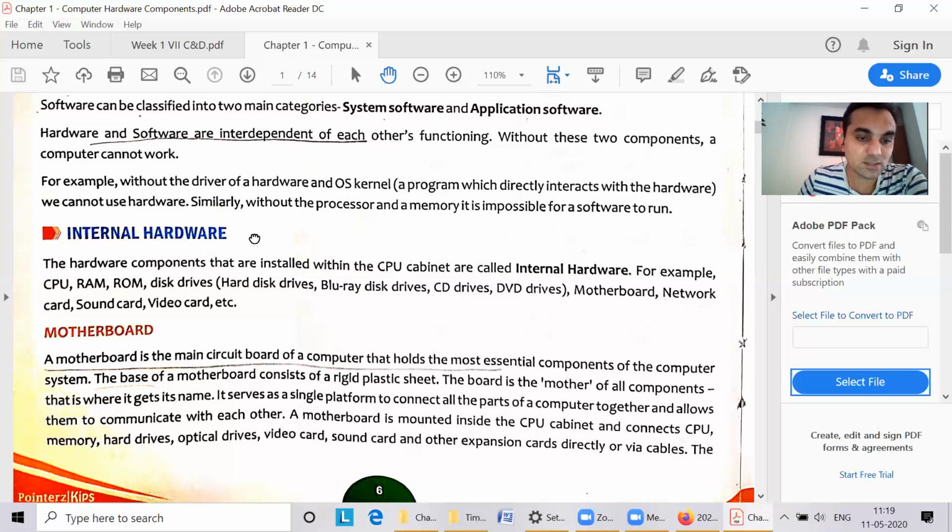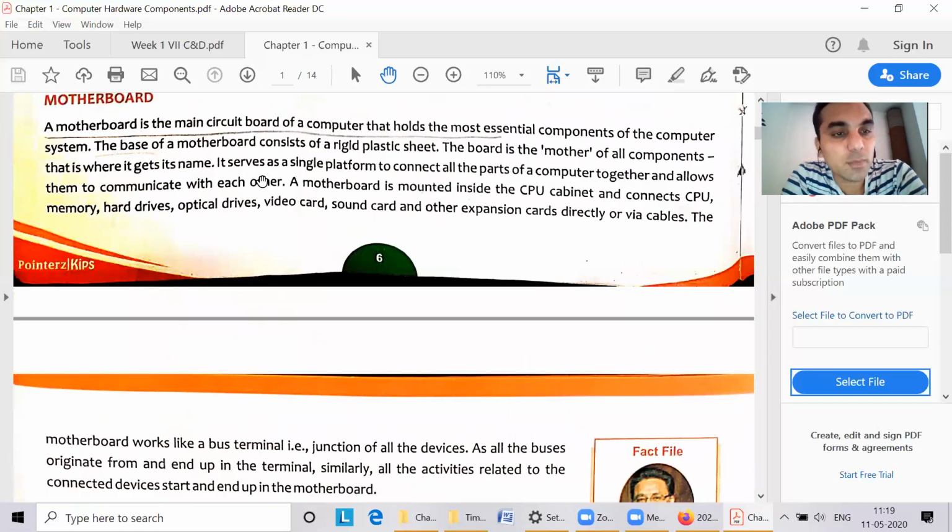First, we will discuss the motherboard. A motherboard is the basic main circuit board of a computer that holds the most essential components of the computer system. The motherboard is actually like a chip, a board where all the components are assembled. They are soldered, and the soldering is done in the industry.